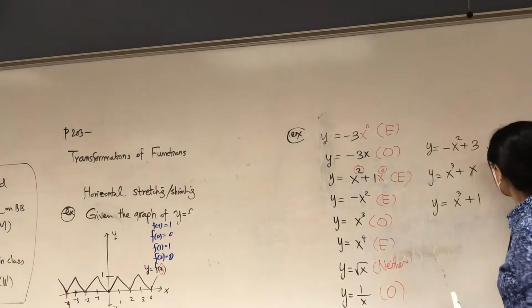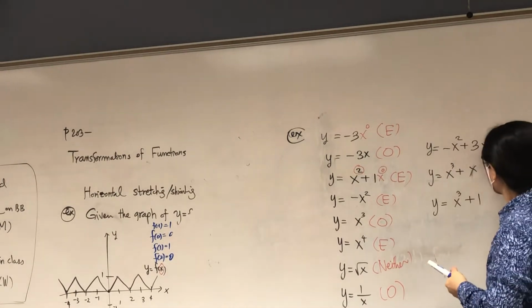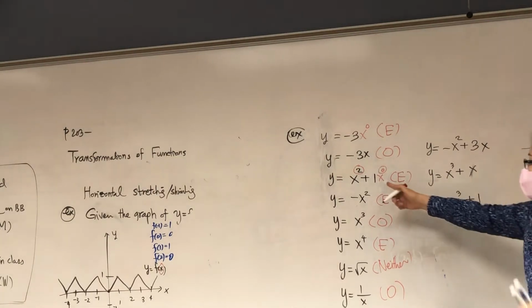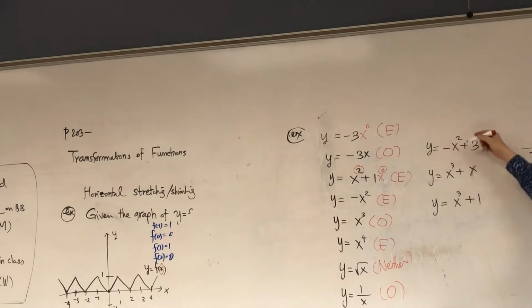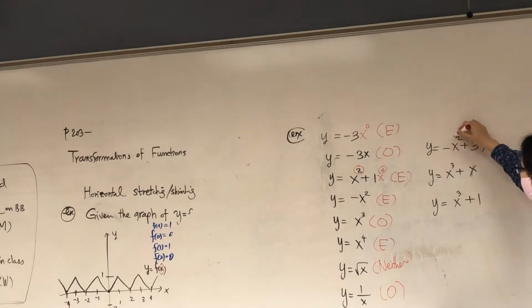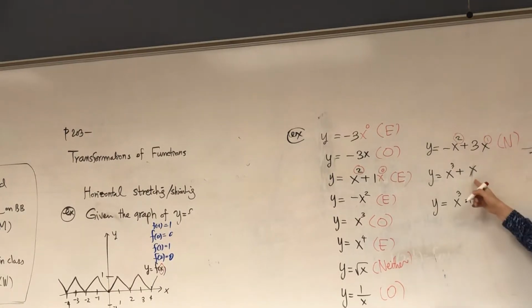I'm sorry, I will change the question. How about this one? Because I did a similar one. What is the degree? Would it be even? No, no, no, because x is 2 and then that's 1. It's mixing odd and even in one function. Am I right? This is what? Neither.